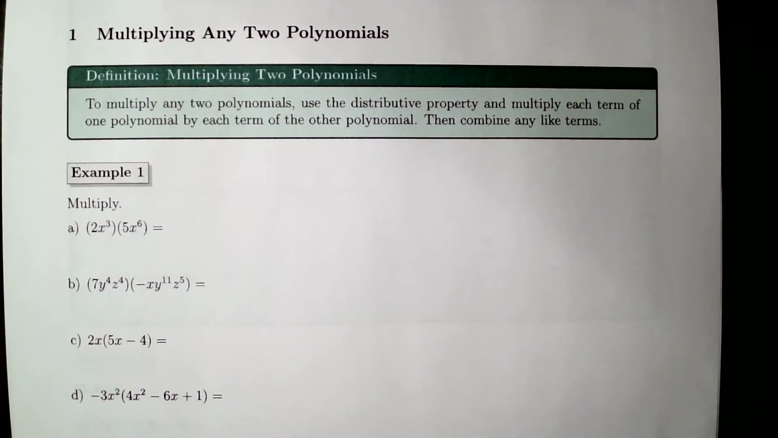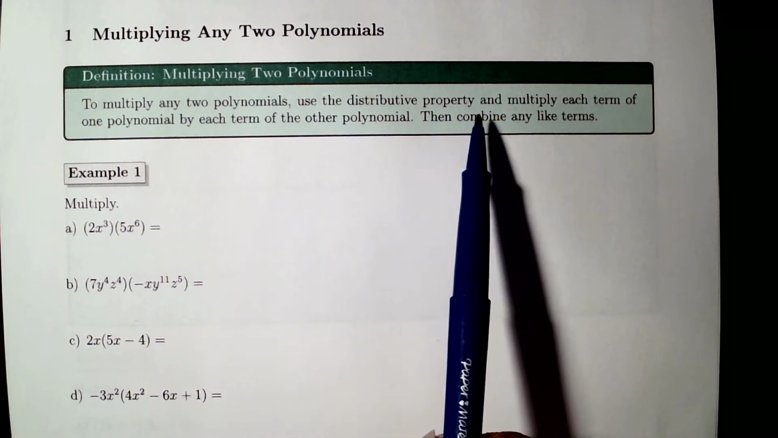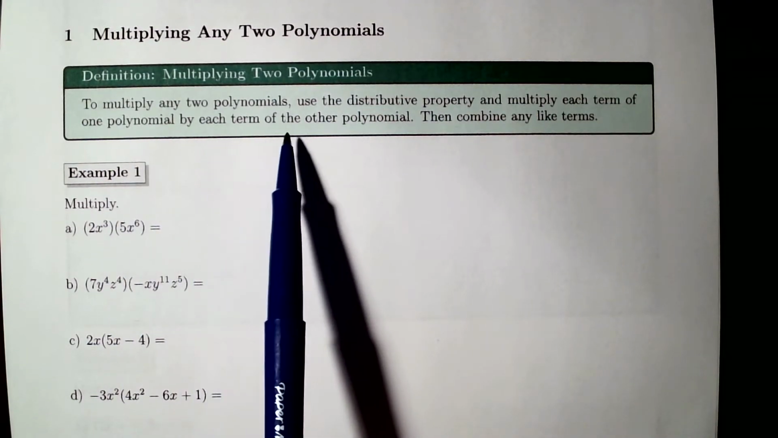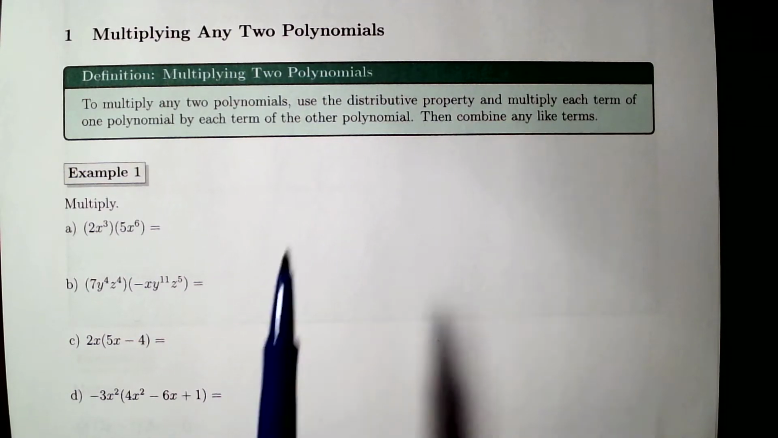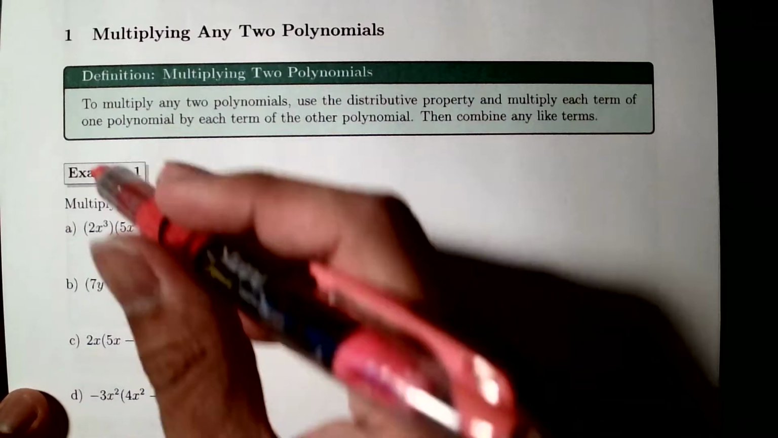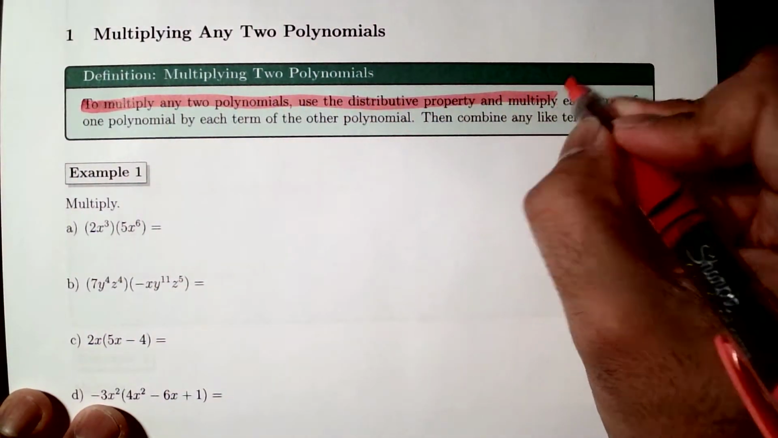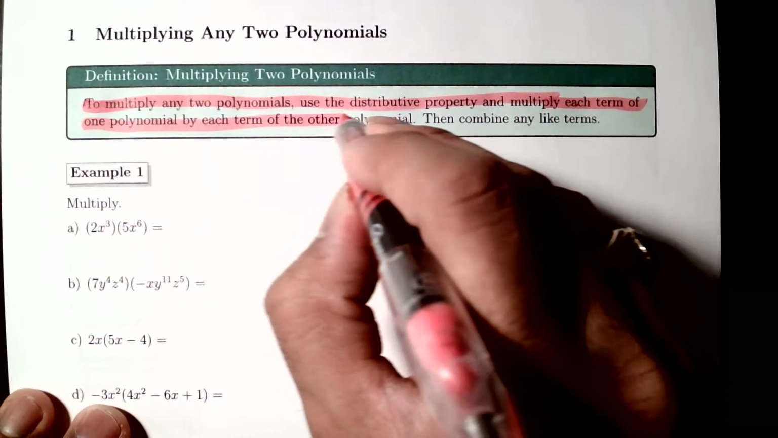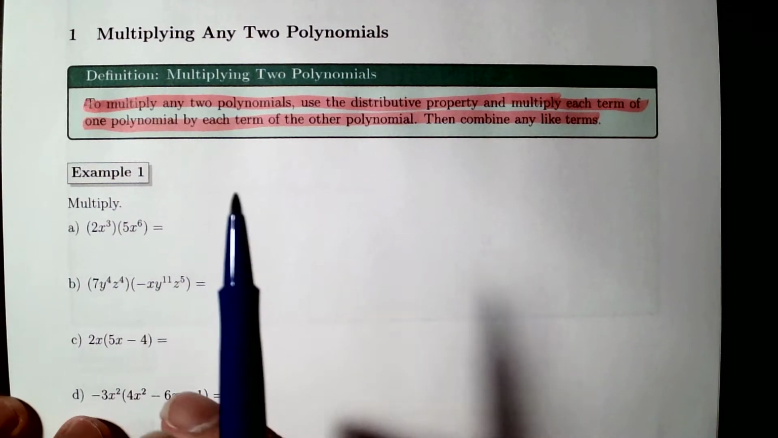Alright, so to multiply any two polynomials we use the distributive property and multiply each term of one polynomial by each term of the other polynomial, and then we combine like terms. So this is pretty much the key here: multiply each term and then combine like terms. And so let's look at some examples.